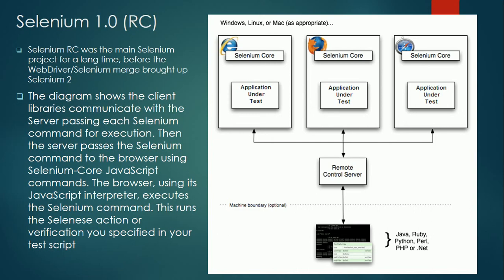So as you understood, right? First of all, you have a Java code. Then you send this code to a remote server. This server will convert your Java coding into Selenium core JavaScript commands, and these core commands would be understood by your different browsers. So you have a Selenium core for Internet Explorer, for Firefox, for Chrome, for Safari, as many as you can, like that. So this was the RC.